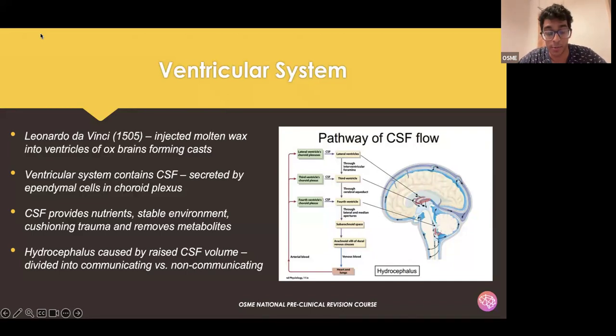You can also have lots of blood causing a communicating one if it actually bleeds into the ventricles itself. So if you rip the thin layer that separates the ventricular system from the rest of the brain, then you can have bleeding into it, which causes a communicating hydrocephalus. So that's just clinical things for you to think about with the ventricular system.